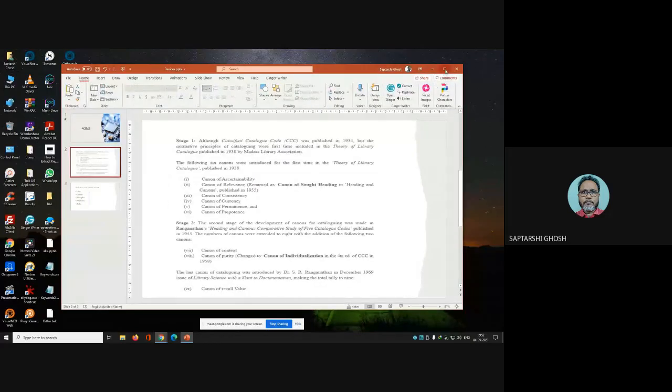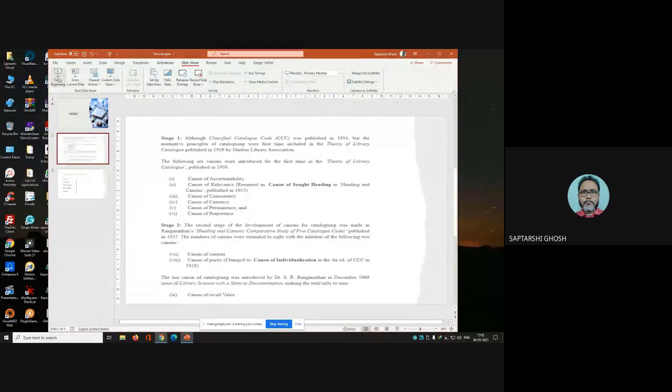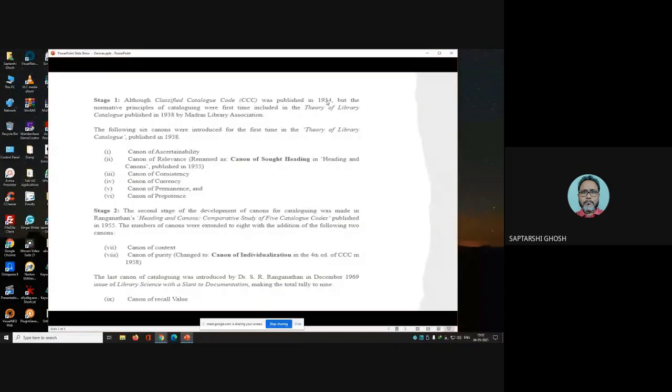So in classification and in cataloguing, Ranganathan first, in 1934, stated the normative principles of cataloguing, which were published, and they were first included in the theory of library catalogue in 1938 by Madras Library. In 1938, there were six canons for classification. Then in 1955, he added two more canons, the canon of context and purity. And the last canon, in 1969, he stated in Library Science with a Slant to Documentation, a journal of DRTC, where he stated the canon of recall value. So right now we have nine canons.